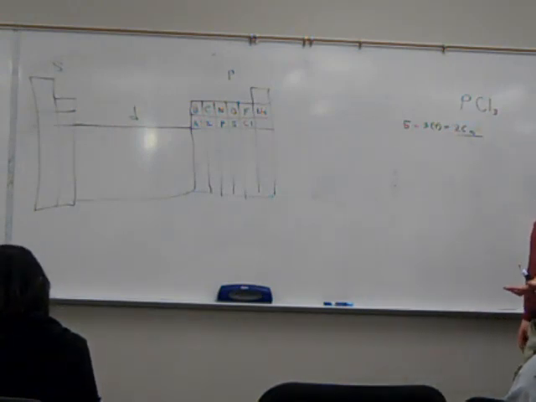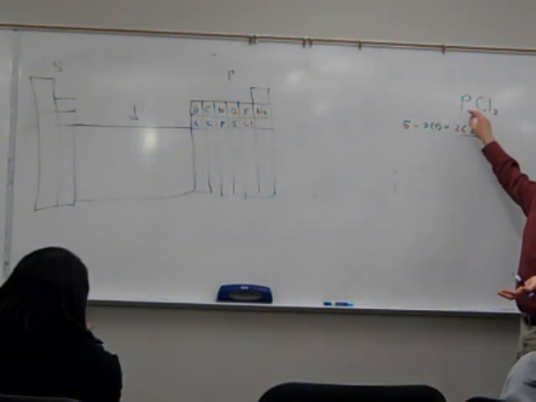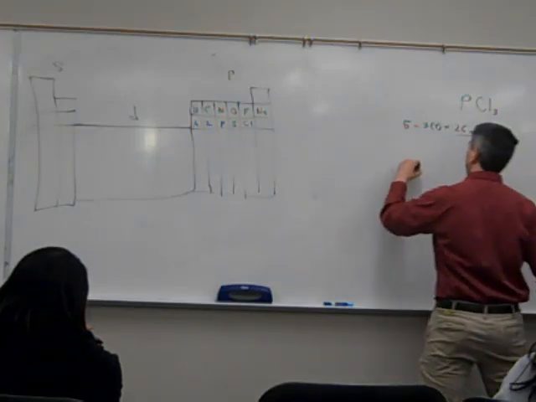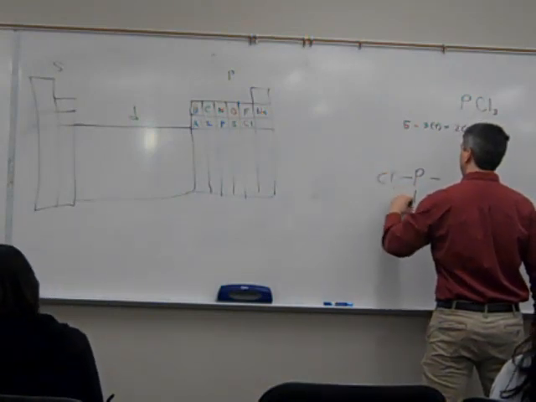The first thing we do after this is to draw what I like to call a skeleton structure. Show how the atoms are connected. Usually the first atom listed is your central atom. So it's P, and it's connected to 3 chlorines.